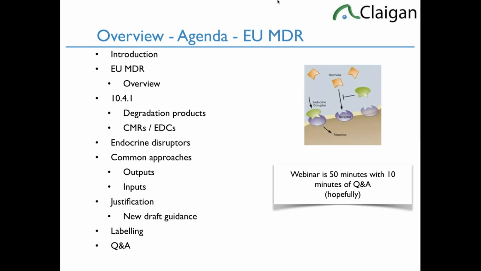So I'm going to talk a little bit of EU MDR. It's a bit of an overview, after a bit of an introduction. Then I'm going to talk about 10.4.1. I'm going to talk a little bit about the degradation product section. People tend to forget about that. And then go right into CMRs and EDCs: carcinogens, mutagens, reproductive toxins, and endocrine-disrupting chemicals. That's why they have acronyms.